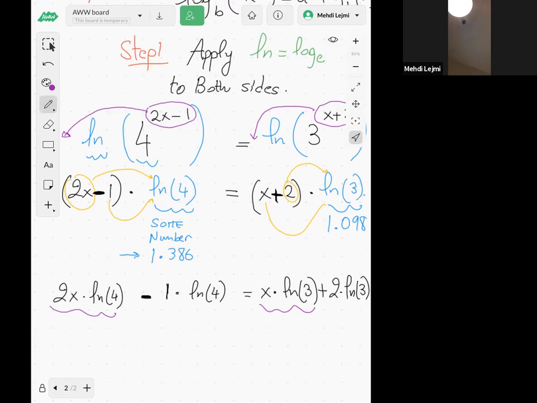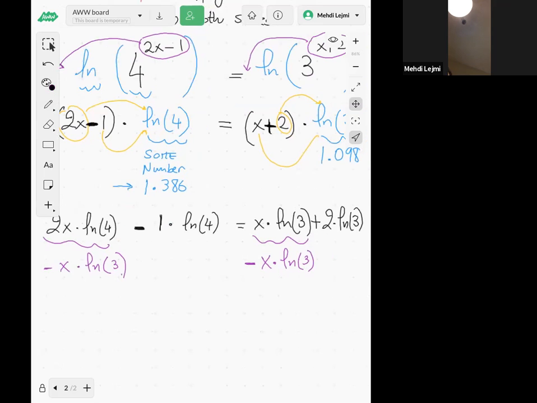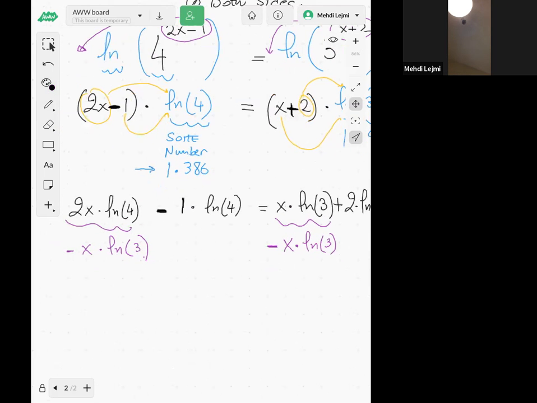So all I have to do is move all the x's to the same side and everything else to the other side. For example, this is x times natural log of 3, so I'm going to subtract the same thing: minus x natural log of 3 on both sides. I'm going to move the x's to the same side and the constants to the other side. Again, guys, don't be scared of this natural log of 4 and natural log of 3. It's just some decimals. Think of it as just a number, like 2 or 3 or 4. It's just some number, right?